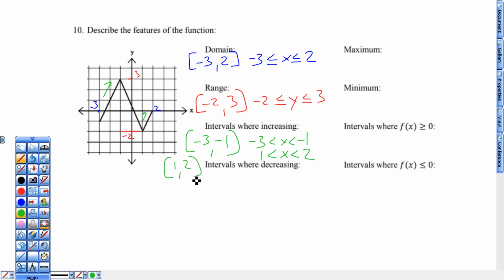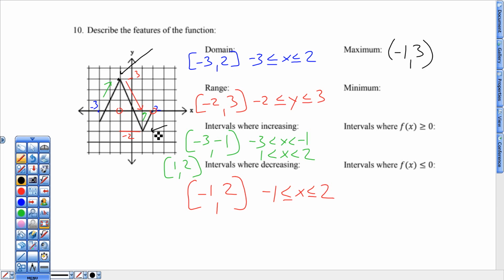All right, decreasing intervals. Looks like this stretch right here, there's only one stretch going downhill, from this negative 1 on the x-axis to 2. Downhill, square brackets, or with inequalities. All right, the maximum, this spot right here, written as a coordinate, looks like negative 1 for x, 3 for y. The minimum, this coordinate written as a rounded coordinate, looks like over 1 for x, down 2 for y.